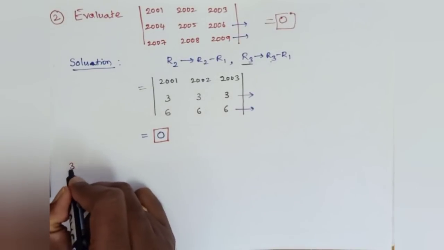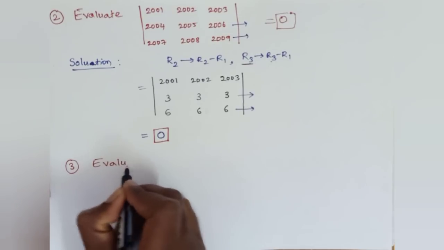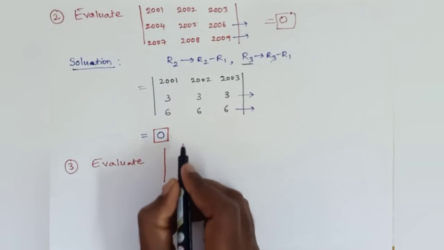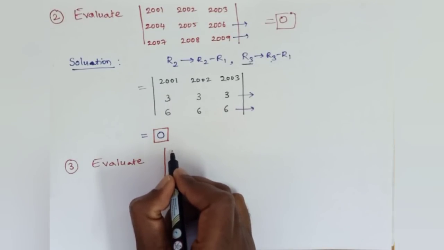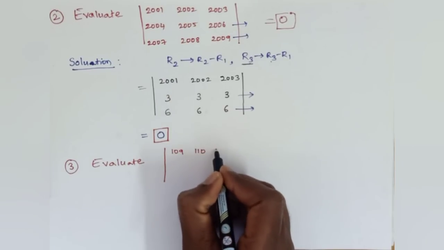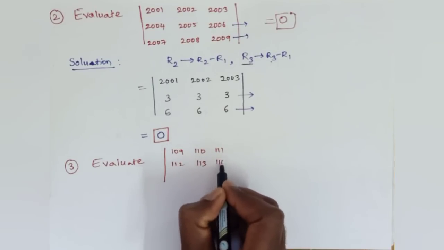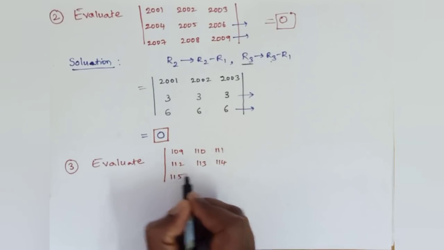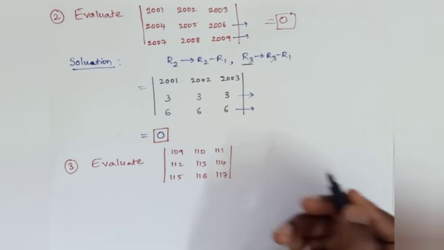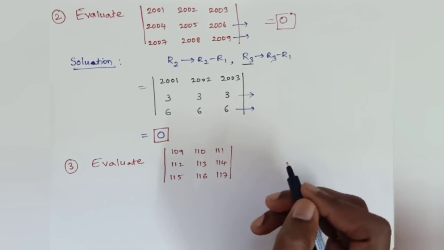Similarly, you can evaluate a similar type of problem by using column operations. Evaluate the determinant of 109, 110, 111, 112, 113, 114, 115, 116, 117. You know the answer for this problem is 0, but try to evaluate it using column operations.